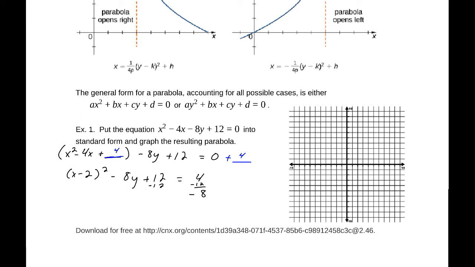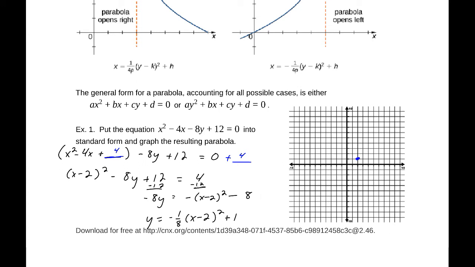12. So that'll be a negative 8. And I'm going to go ahead and subtract this term over as well. Let's make that minus 8. That's negative (x minus 2) squared equals negative 8y. Dividing by negative 8, we get y equals negative 1/8 (x minus 2) squared plus 1. So my vertex is at the point (2, 1).